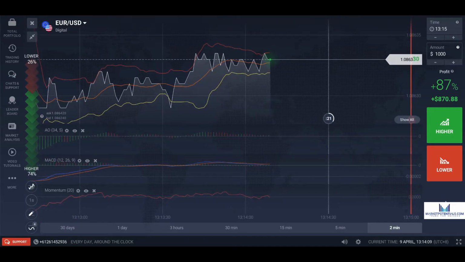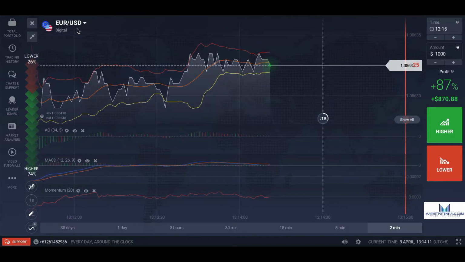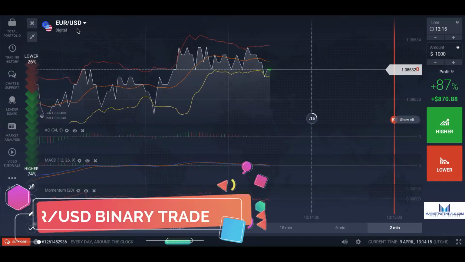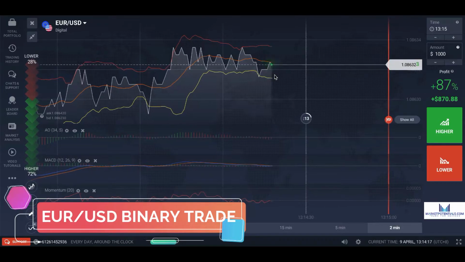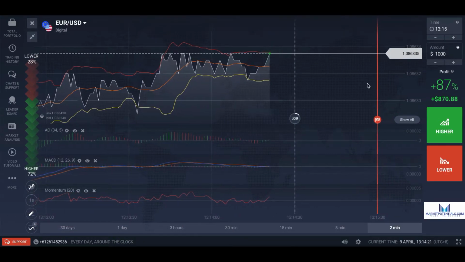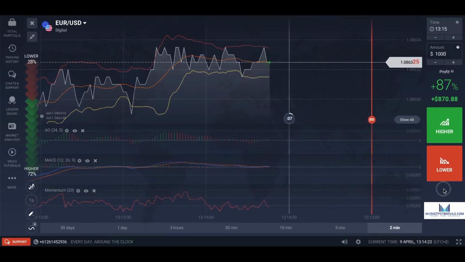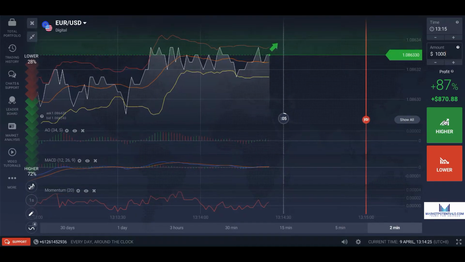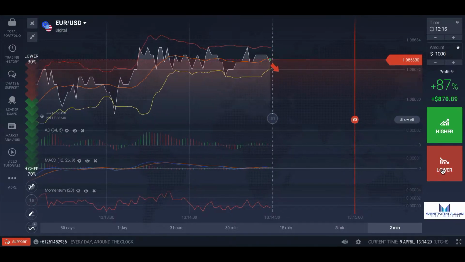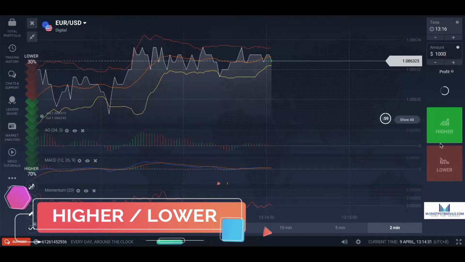Now, this afternoon, I'm going to be trading the euro versus the US dollar. It's a forex pair traded in the binary option setting. Again, as I have mentioned in a couple of previous videos as well, the main thing you're going to be doing in binary option trading is getting your selection right, and that selection is primarily whether the chart is going to end up being lower or higher, okay, as you can see.